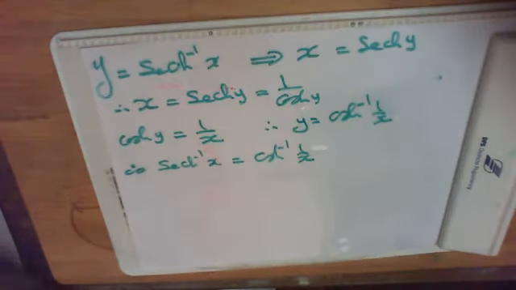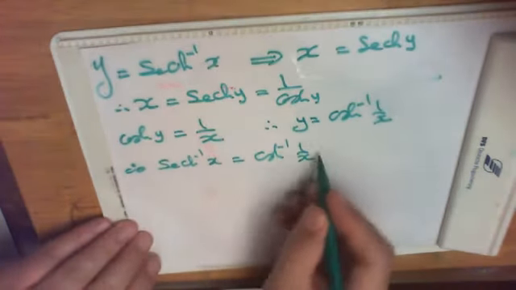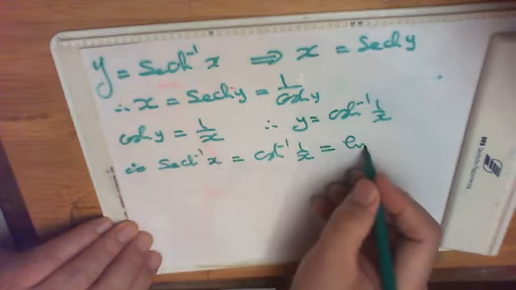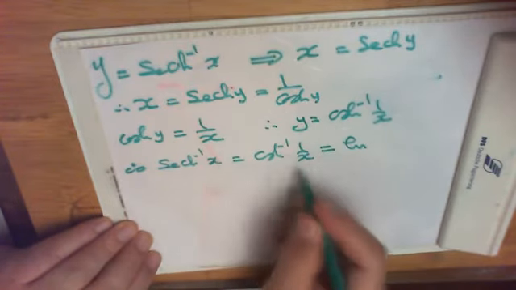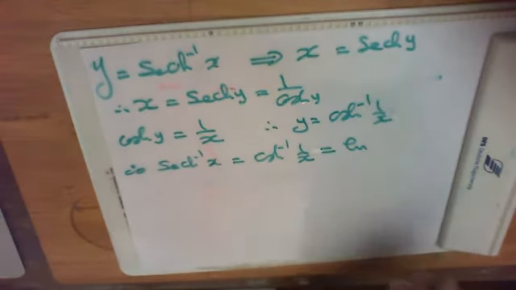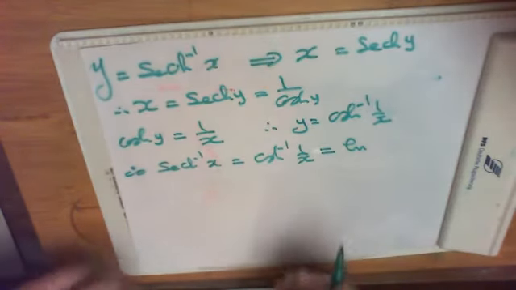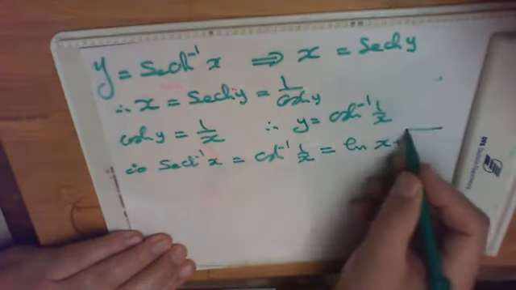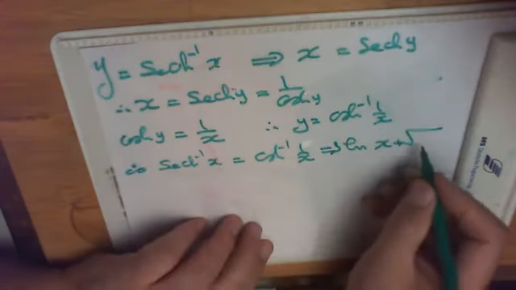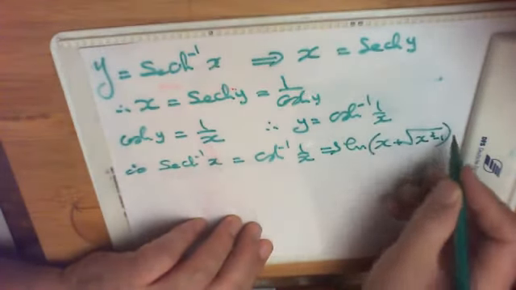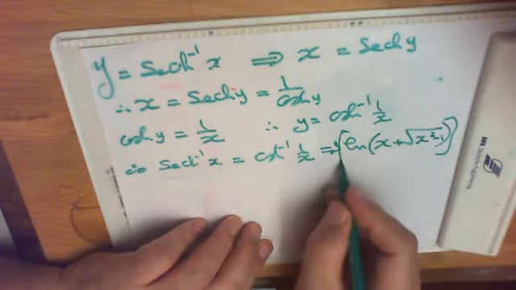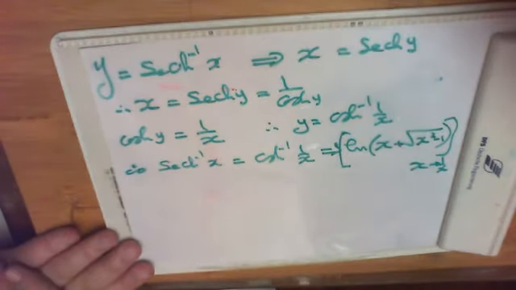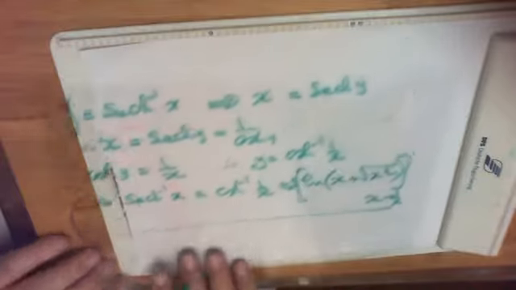Okay? So, a few seconds ago, we said it is ln. If you remember, cosine minus 1 is ln of x plus the square root of x squared minus 1, but replace every x by 1 over x, as we did a few seconds ago. Okay? No problem.